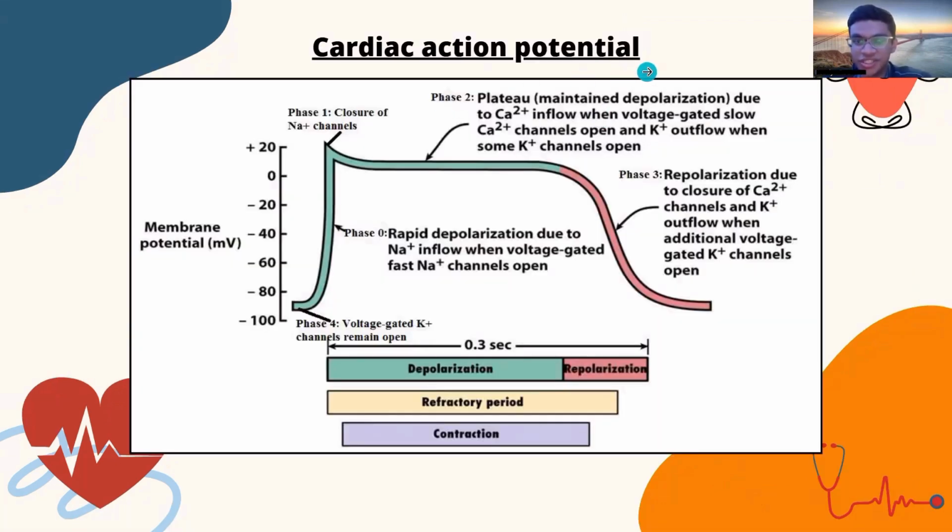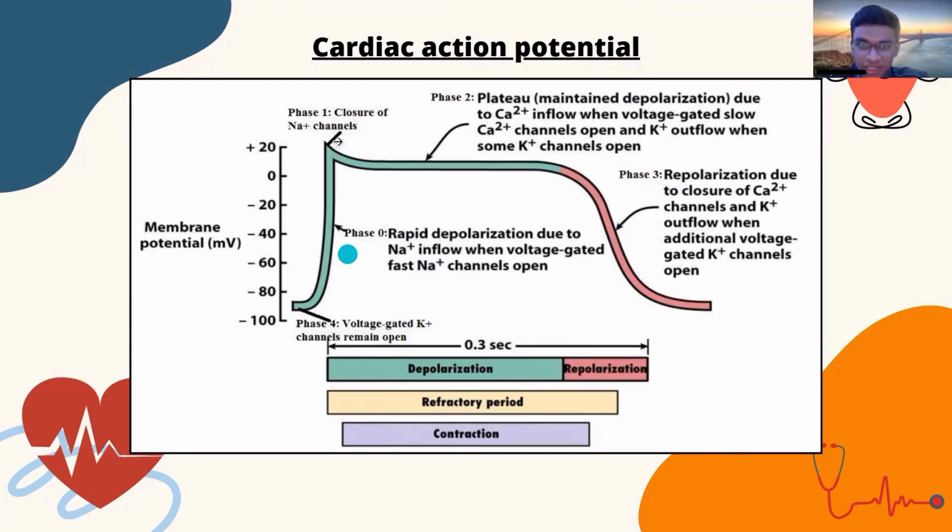The cardiac action potential graph is what we are seeing now. At the start point, we have phase 4, where voltage-gated K+ channels remain open. Then we have phase 0, where rapid depolarization occurs due to sodium ion inflow when voltage-gated channels are open. First, sodium channels will open, then the inflow of sodium will cause the membrane potential to go up.